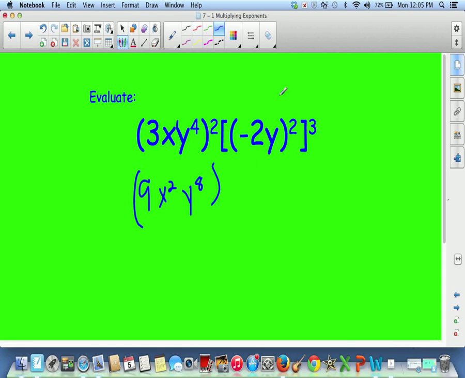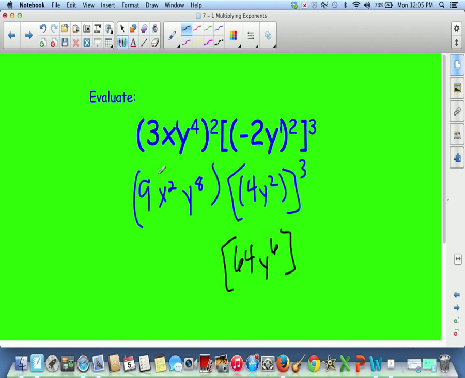Then I'm going to go ahead and work inside out here. So a negative 2 squared is going to be 4. And then y to the first, those times together is 2. And then I have this term to the third. So 4 to the third is going to be 16 times 4 is 64. And then y to the 6th, because we're multiplying those. And I'm going to take these two together. I'm going to rewrite this.